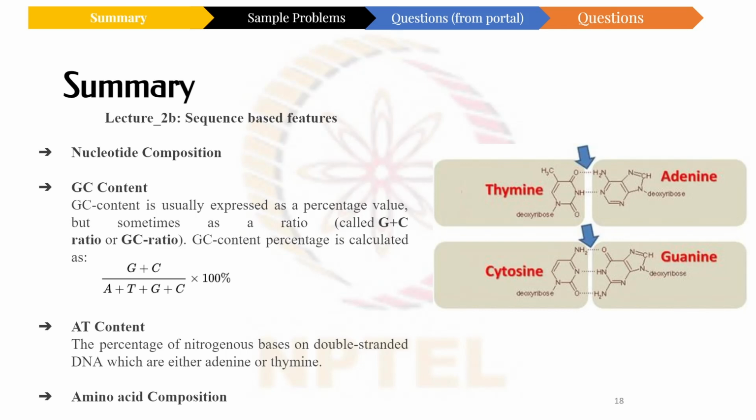Similarly, AT content. Just like the formula I have shown for GC content, or GC ratio here, we count the number of G's plus the number of C's divided by the total length of the DNA molecule, or the number of A's plus T's plus G's plus C's, times 100, which gives the GC ratio or GC content. Similarly for AT, if in the above formula we replace GC in the numerator with A and T, it gives the AT content. Finally, we have amino acid composition, which is the distribution of 20 amino acids in a protein.